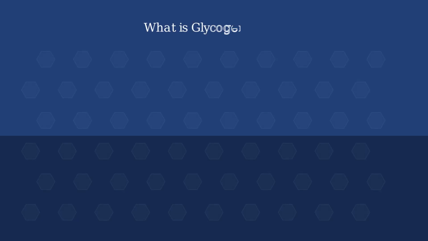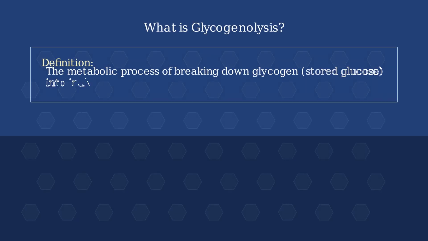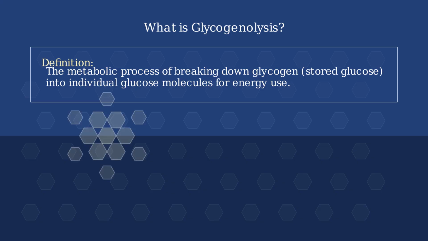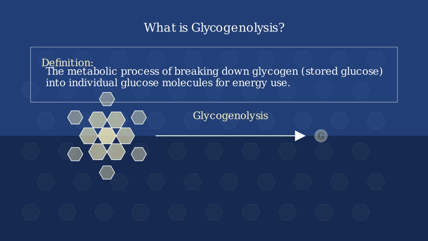What is glycogenolysis? Glycogenolysis is the metabolic process of breaking down glycogen, which is the stored form of glucose, into individual glucose molecules. This process involves the systematic breakdown of glycogen, a large branched polymer of glucose, into its constituent glucose units.